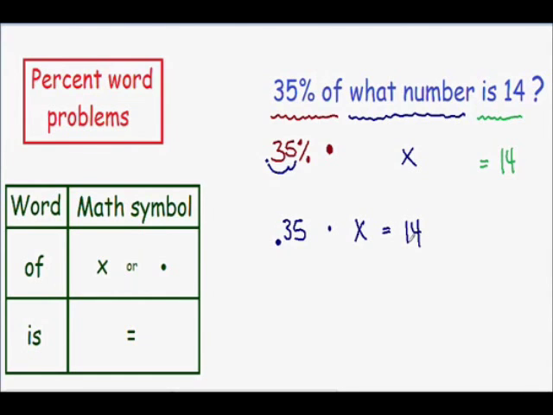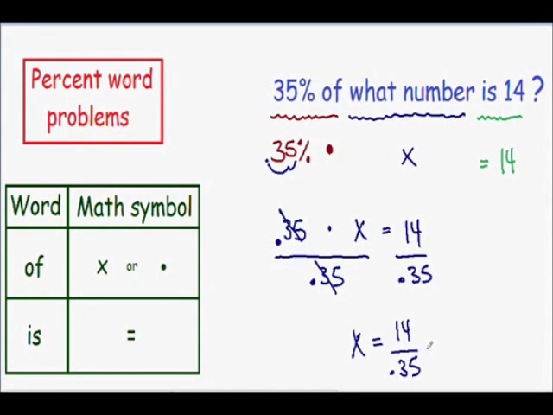So now we just need to solve for x and get it by itself. Since the 0.35 is being multiplied by x, to get x by itself, we can divide both sides by 0.35. And on the left-hand side, the 0.35s cancel out, and the only thing we're left with is x is equal to 14 all over 0.35. So now I'm just going to use my calculator and divide 14 by 0.35. 14 divided by 0.35 is 40.